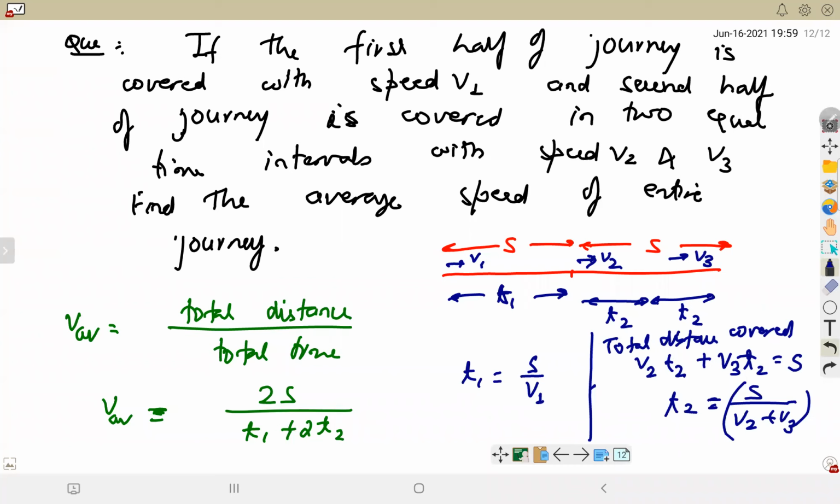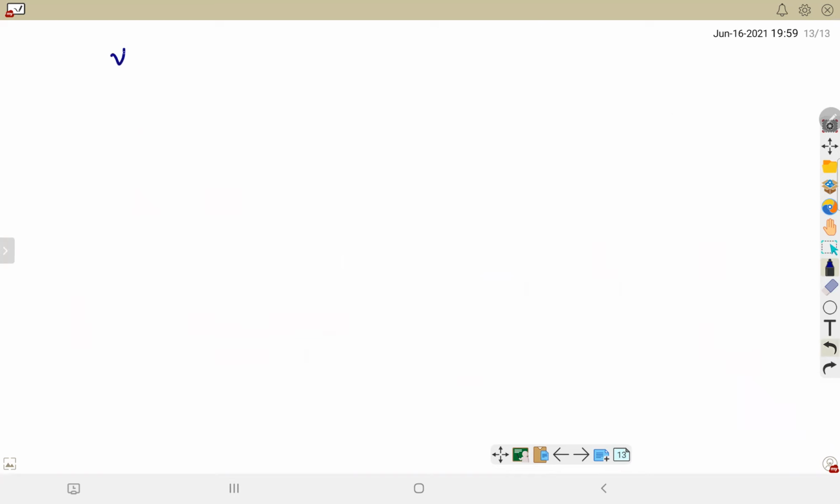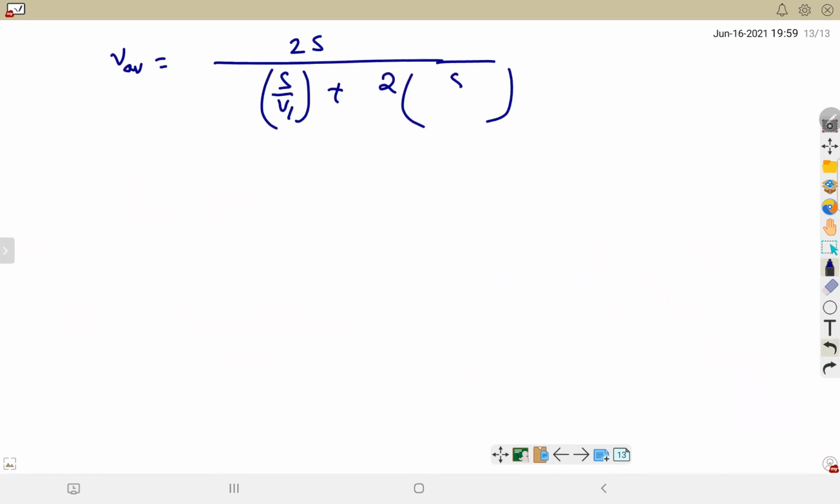We substitute these two values here. So it becomes 2s divided by... Son, if you need clarification on any step, ask, don't hesitate or be shy. This is S by V1 plus 2 times T2, and T2 came out to be S upon V2 plus V3. Clear?